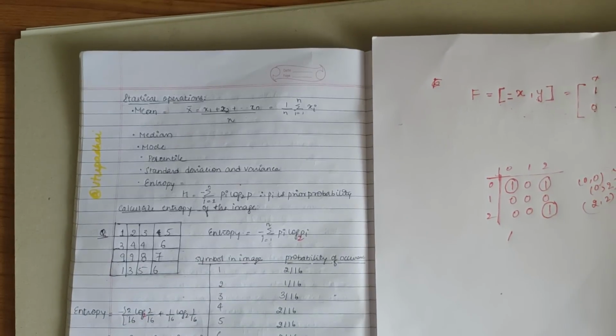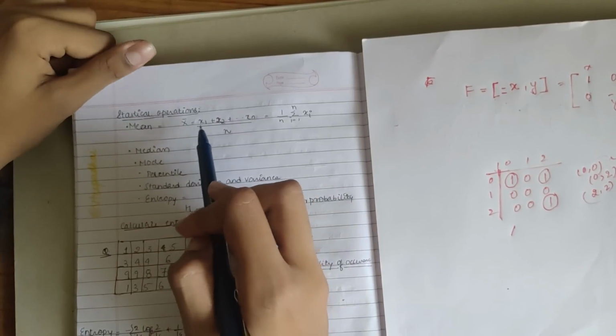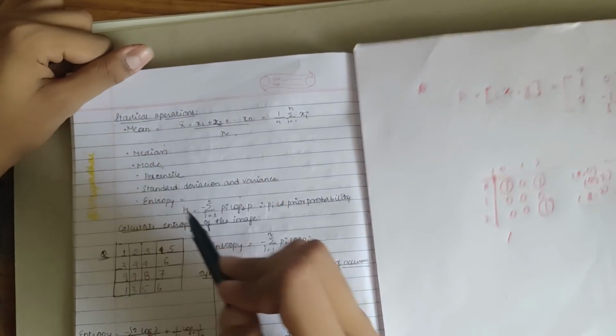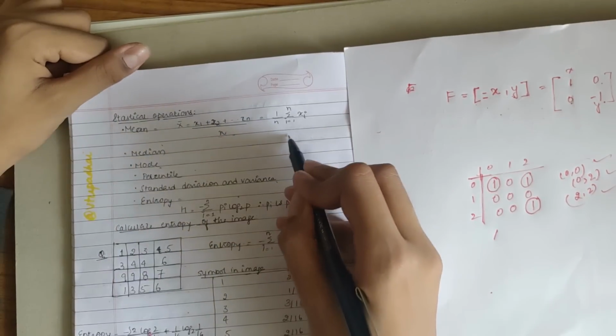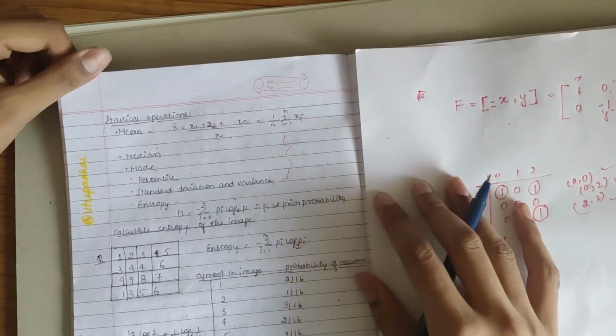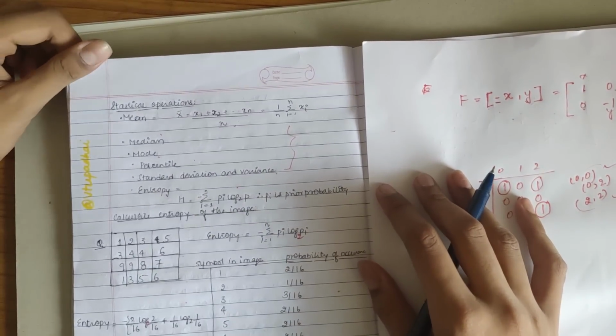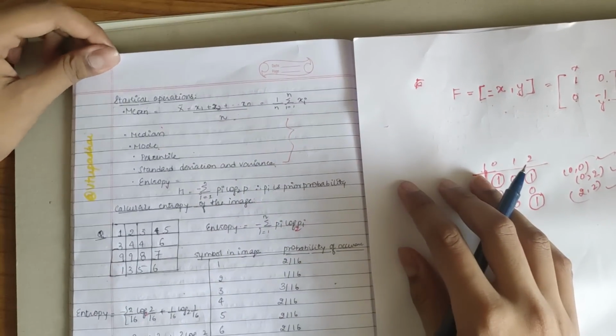statistical operations are quite similar, guys. You already know what a mean is. Mean is basically adding all the values and dividing by n. Then there are median, mode, percentile, standard deviation, variance, and entropy. It's very much theoretical and doesn't have much content in the textbook. So let's look at what entropy is. You will get a good numerical question on this.